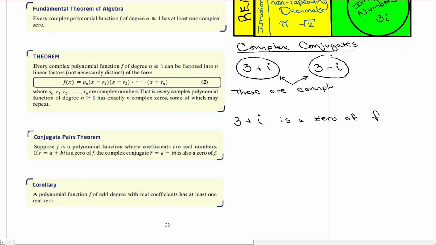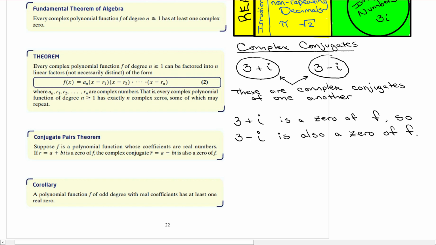So these complex conjugates, when you're looking for zeros, if you find out that one of these is a zero of a polynomial function, then its complex conjugate has to also be a zero. They come in pairs, that's the way they work, okay? So 3 plus i is a zero of f, so that means that 3 minus i is also a zero of f. So this is an important theorem.